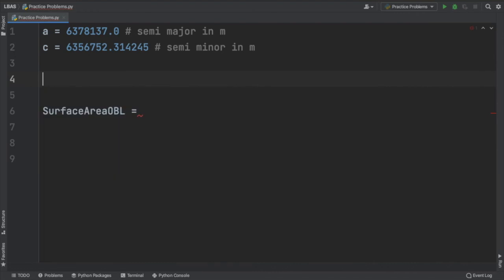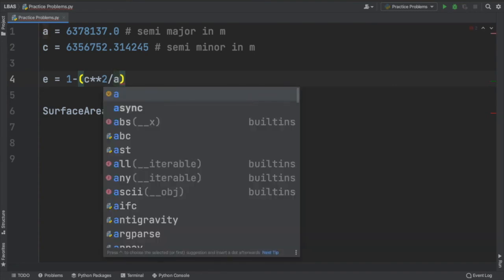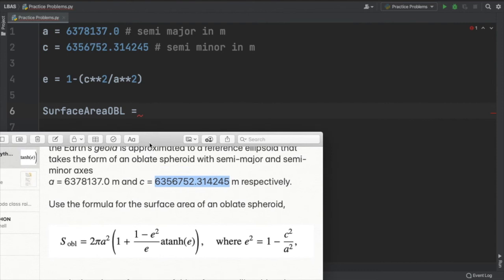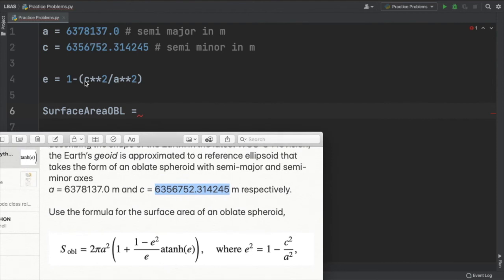e is 1 minus c square divided by a square. So that's the formula for e, and then we can use e here in the formula. There is the formula right there. I just did this part here, as you can see, and always try to use these parentheses. You see how much easier they make your life.